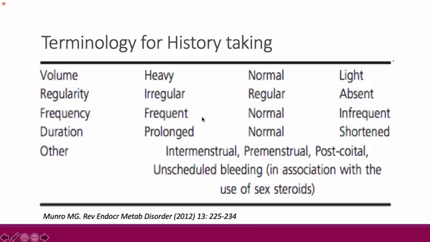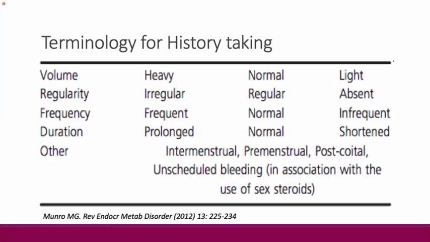Now, duration: you have your 3 to 7 days. The duration is normal. Has it shortened to less than 3 days, or has it become longer, more than 7 days? And then we have other terminologies, like whether you have bleeding in between the periods. Is it after coitus, right? Or you are supposed to get a period and you have unscheduled bleeding, we call it.